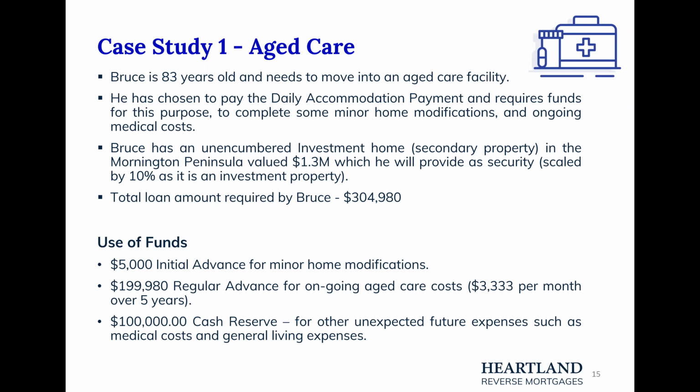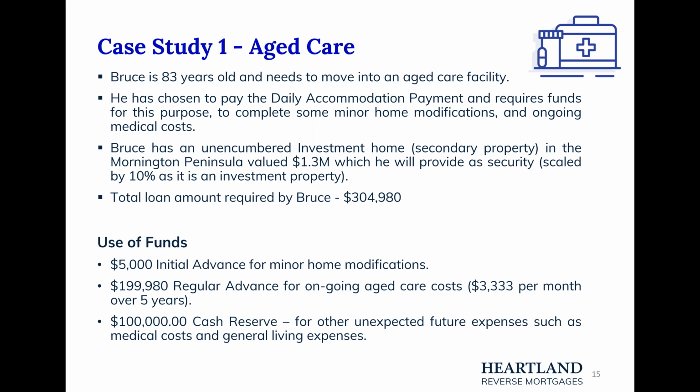$304,980. He needs $5,000 upfront for minor home modifications, almost $200,000 for a regular advance for ongoing aged care costs, which amounts to $3,333 per month for 5 years, and a $100,000 cash reserve for any unexpected future expenses such as medical care costs and general living expenses. So obviously Heartland can provide a solution to this.